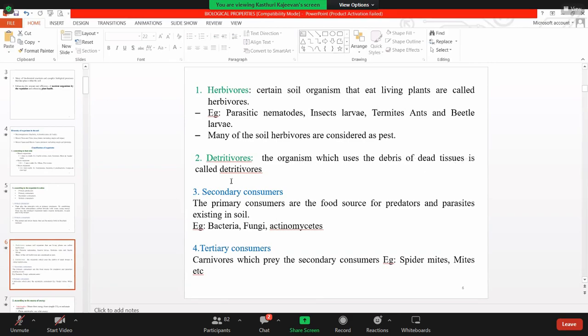Okay. And the third one is secondary consumer. The primary consumers are the food source for the predators or parasites. Primary consumers are the food source for secondary consumers. And the last one is tertiary consumer, mostly the carnivores, which play the tertiary consumer role.